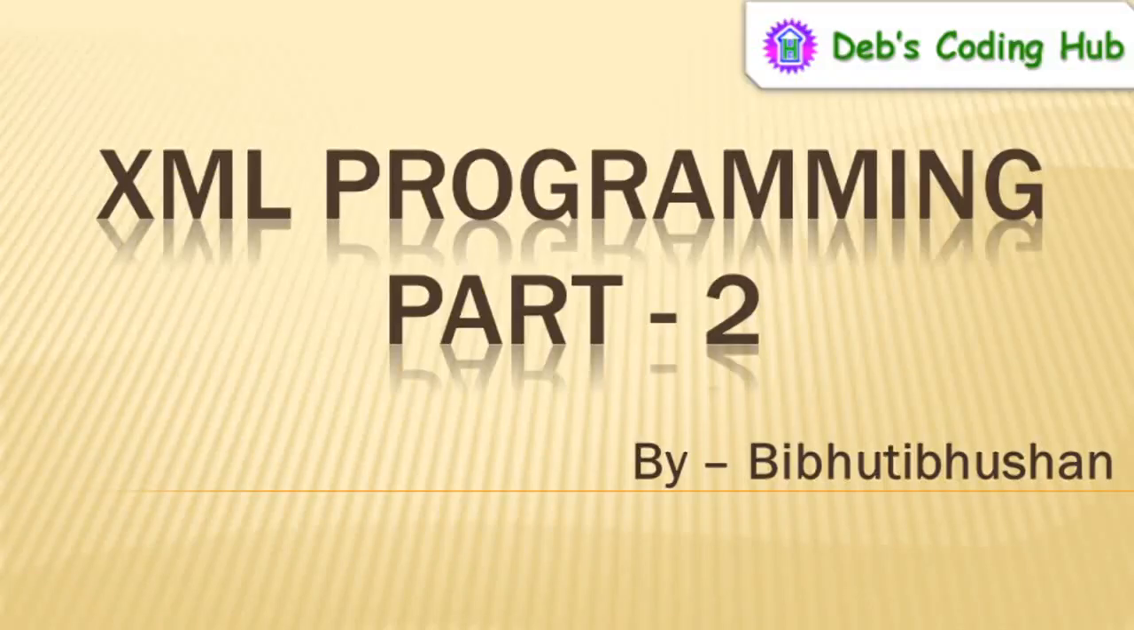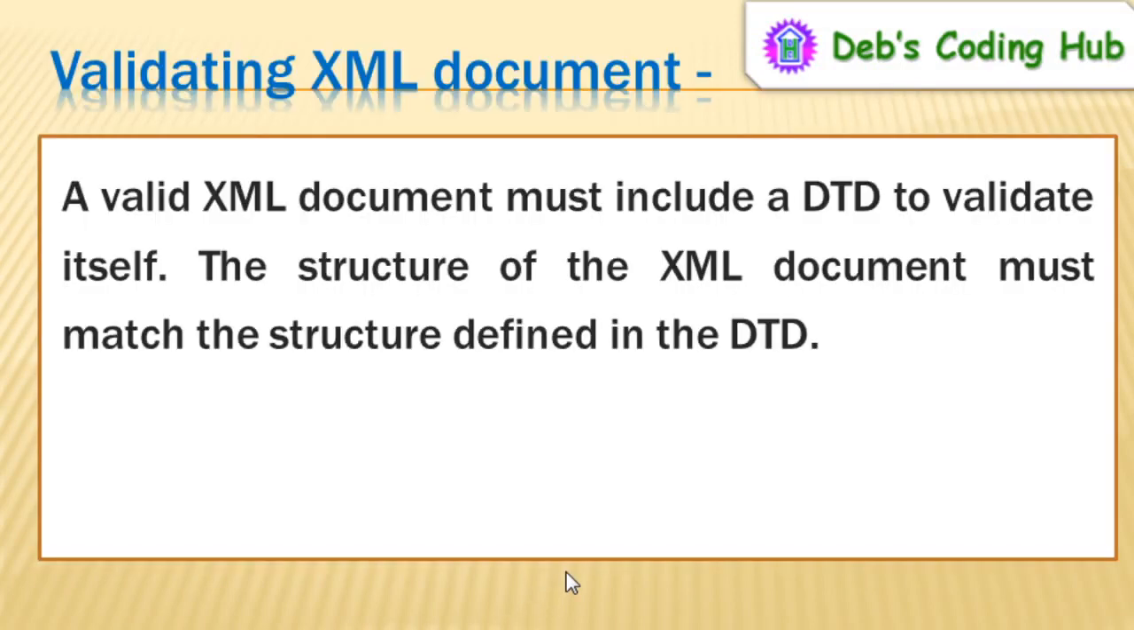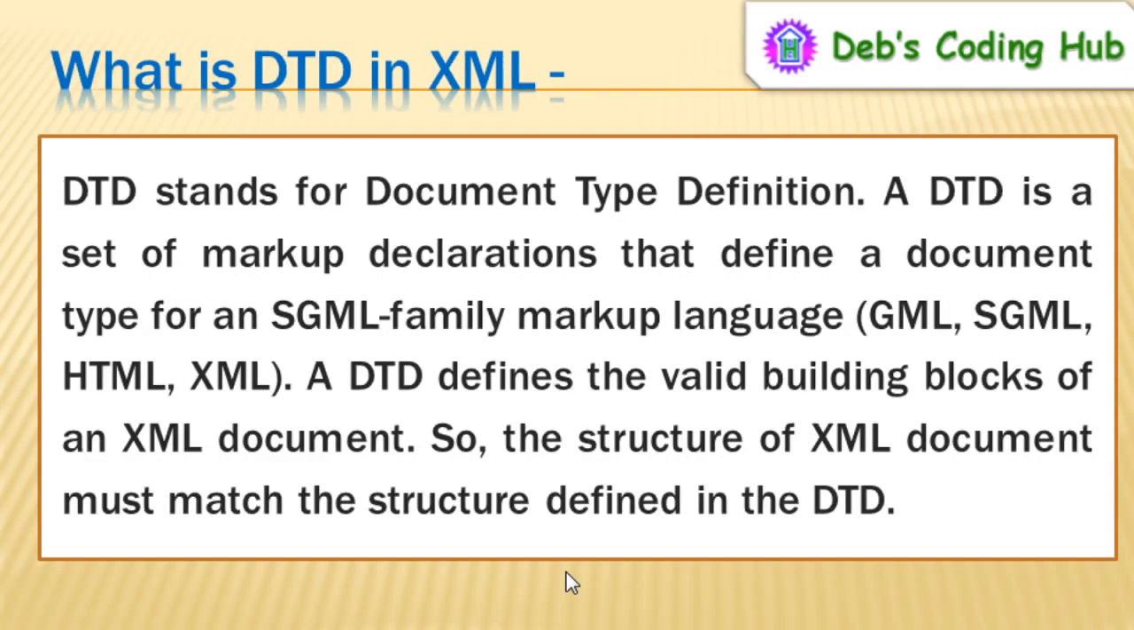So let us start with the second part of the XML programming, which is based on document type definition. So how to validate an XML document? An XML document can be validated by including a document type definition to validate it. The structure of the XML document must comply or match with the structure defined in the DTD. So what is DTD in XML?